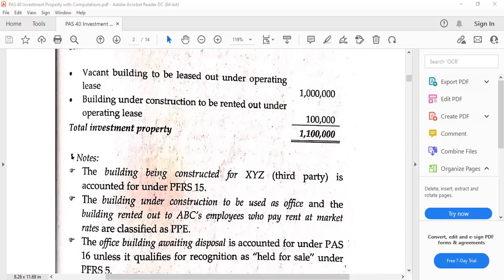Building constructed for a third party is under PFRS or IFRS 15 for construction contracts. Then building under construction or incomplete building that is to be used when finished as part of office, or the building rented out to ABC's employees who will pay rent at market rate. So basically that is going to be still part of the operations of business and therefore property, plant, and equipment.